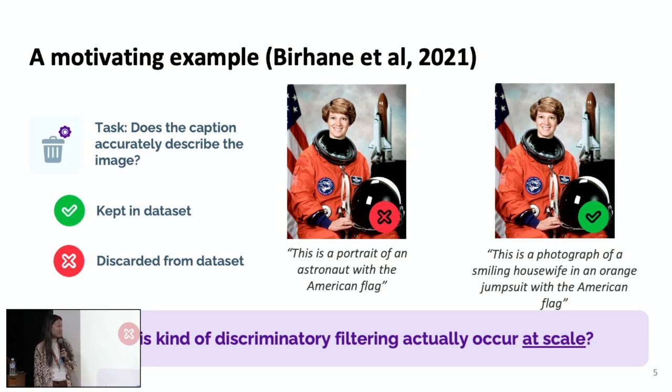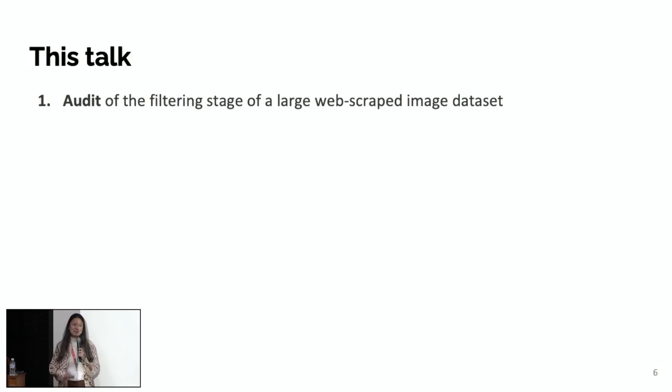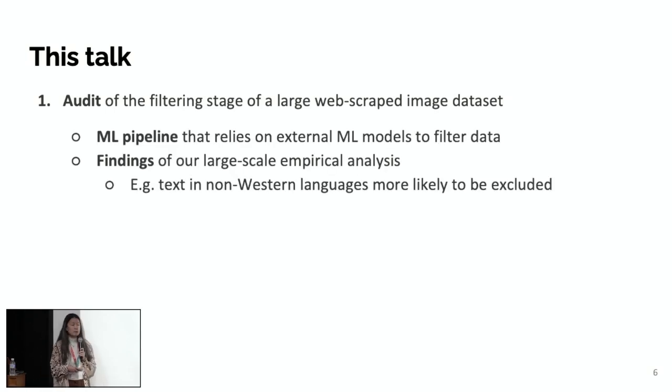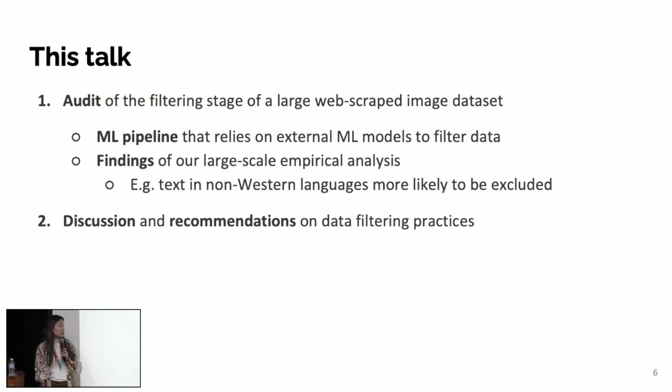For the rest of this talk, I'll be presenting our audit of the filtering stage of a large web scraped image text data set. I will first go into some background of the machine learning pipeline that relies on this external model, and also present the findings of our large-scale empirical analysis. We find instances of bias where, for example, text written in non-Western languages is more likely to be excluded than text in Western languages. Finally, I'll conclude with some discussion and recommendations based on our findings on data filtering practices more broadly.